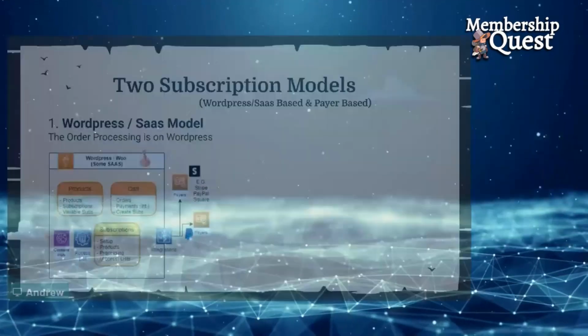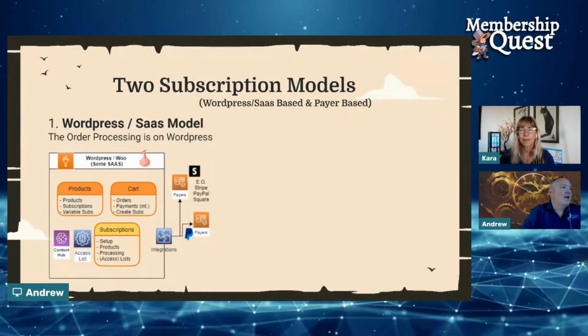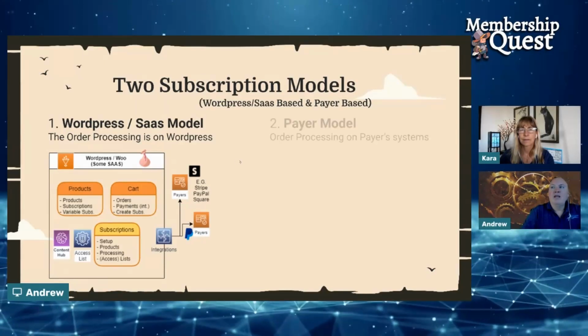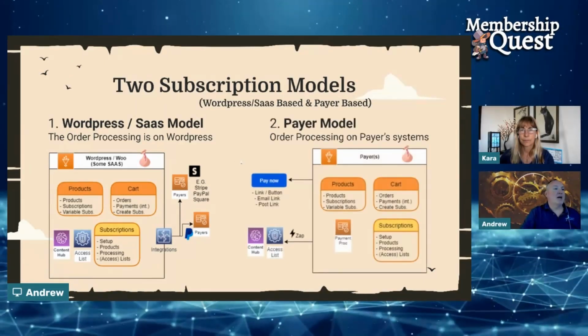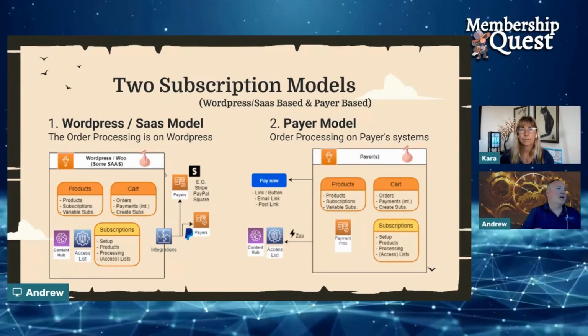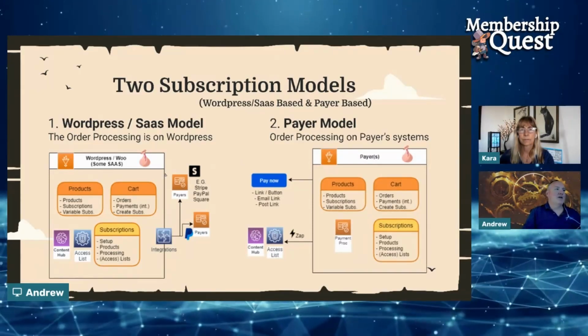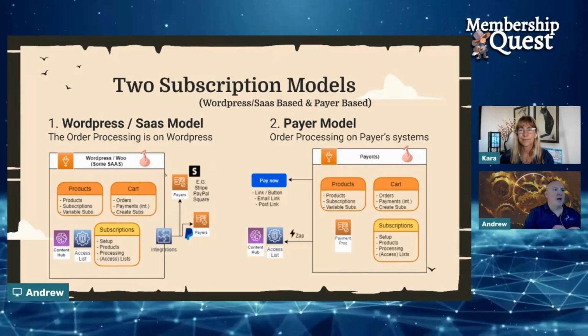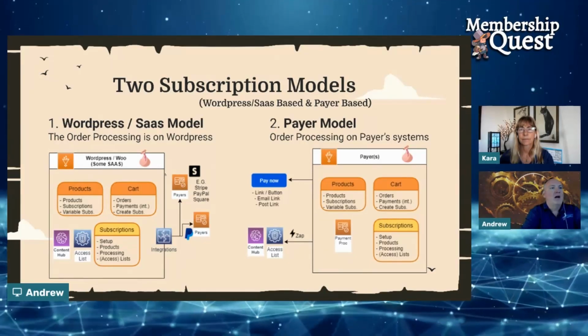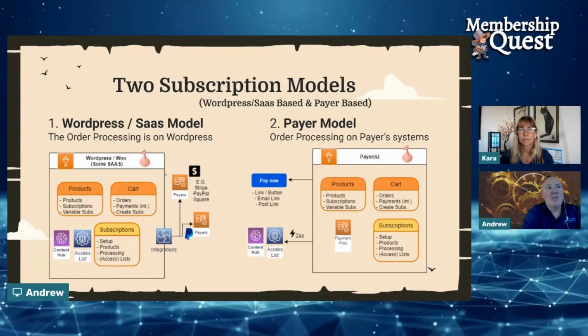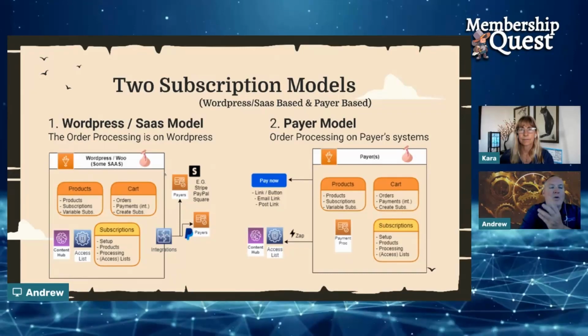And then we'll move into the next phase here. Now we're going to go into the payer model, where all the order processing is on the payer system. This is probably a little more, we call it the bootstrapped adventure, right? The original Quester, where we want to save some costs. We don't have our own server. Maybe we're not paying for a SaaS model, and maybe we're doing our community through Facebook, or we have an email. We meet in person.